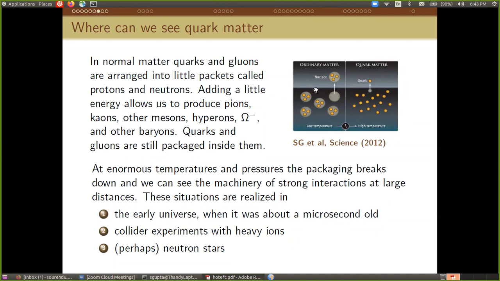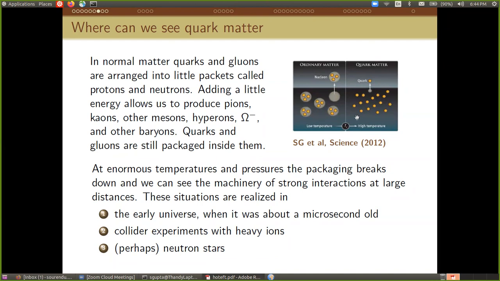If you add a little bit of energy, then you can produce other such packets, particles called pions, kaons, maybe other mesons, other particles which are more exotic, things like hyperons, omegas, other baryons perhaps, okay. But you keep on producing these baryons and mesons, and you don't release quarks and gluons, okay. They're still packaged inside them. So this is the kind of matter that we've had in the universe since it was 1 femtosecond old.